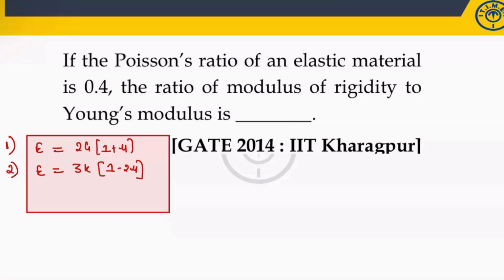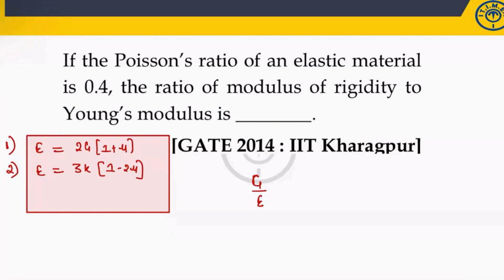1 by 2.8. Very good. That means approximately 0.357. Okay. So why have they framed this question? I will explain. You have to calculate the ratio of G by E. But you know the relation between E and G.